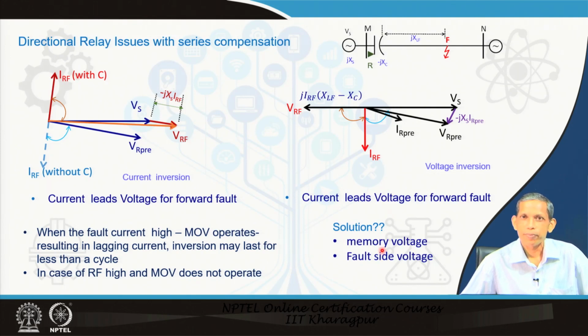The other solution is the memory voltage. In this case, if we use the pre-fault voltage, not the fault voltage, then our problem is solved. However, the pre-fault voltage can be used only for a certain period of time, because of the issue of frequency drifting with time during the fault. Therefore, you cannot compare the phasors during the fault to the pre-fault value, and other issues are also there.